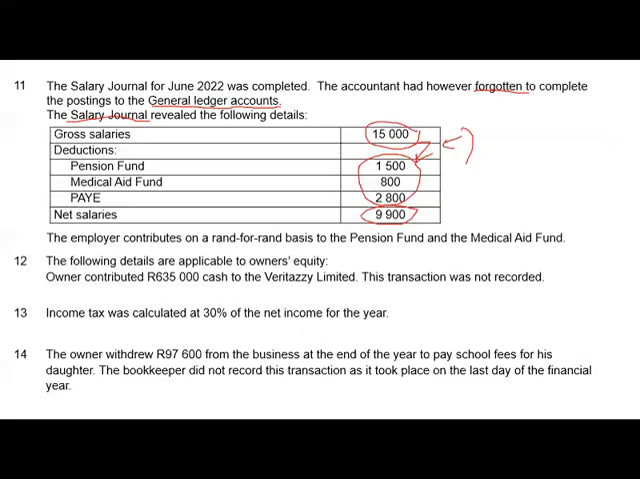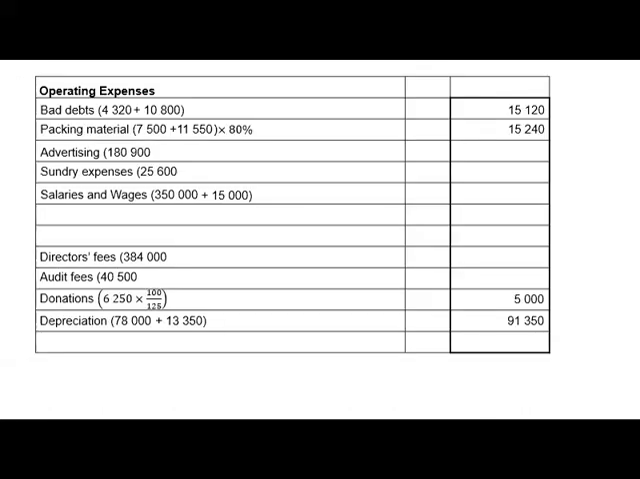And let me just read further. I'm done with all of these, basically. Then they say the employer contributes on a rand-for-rand basis to pension fund and medical aid. So you will notice that for pension fund, it means the employer also contributes 1,500 Rand. And for medical aid, the employer also contributes 800 Rand. So basically, these are additional costs for the employer, and we are going to firstly add them under expenses as employer's contributions.